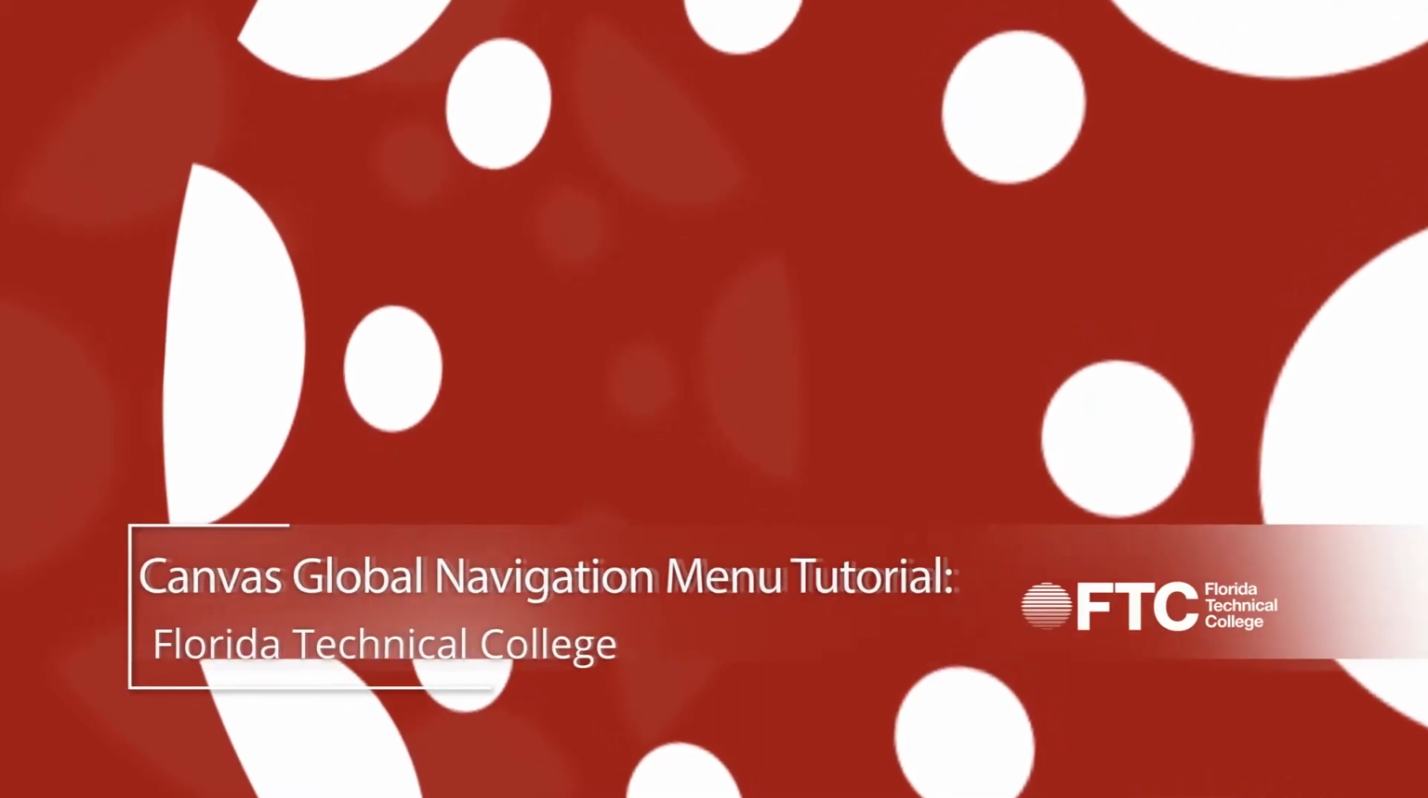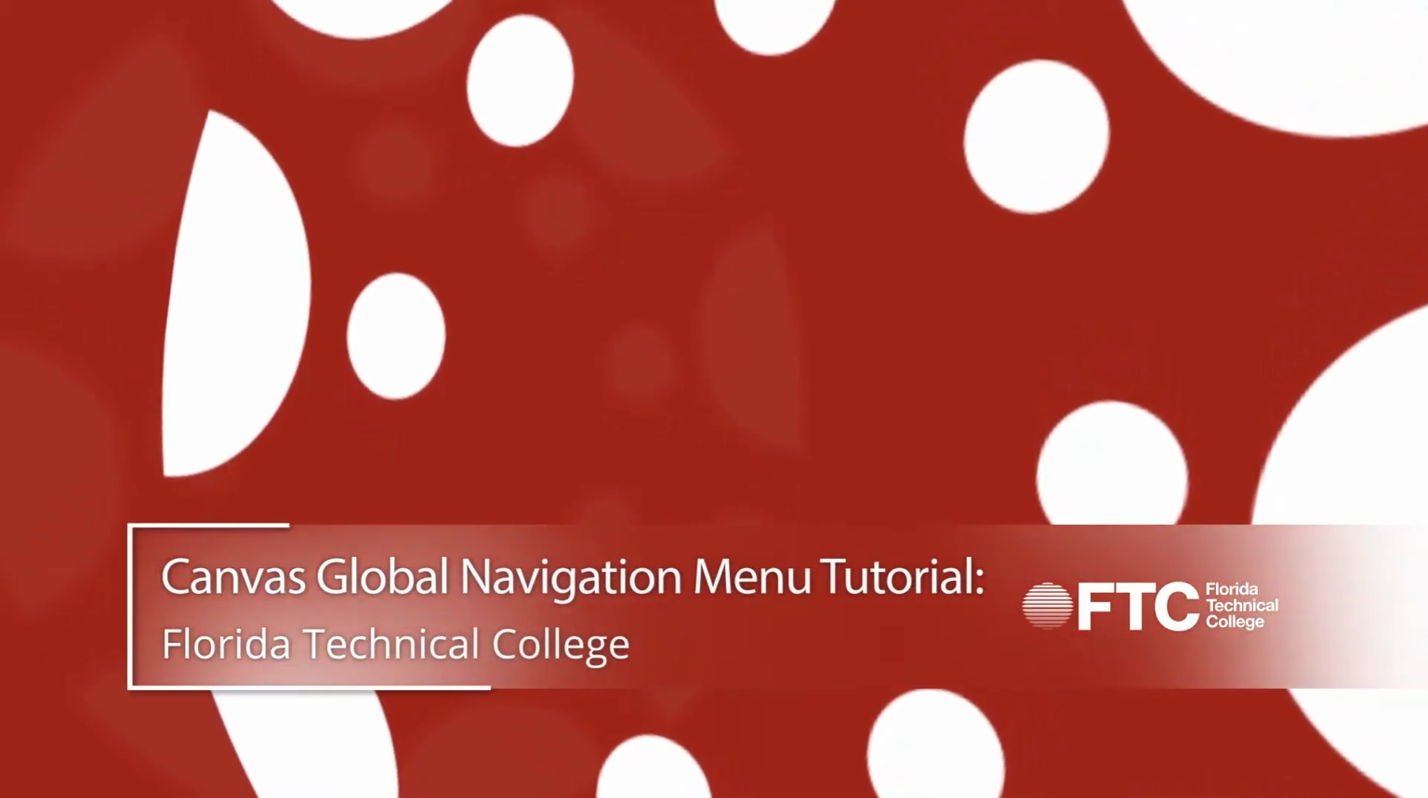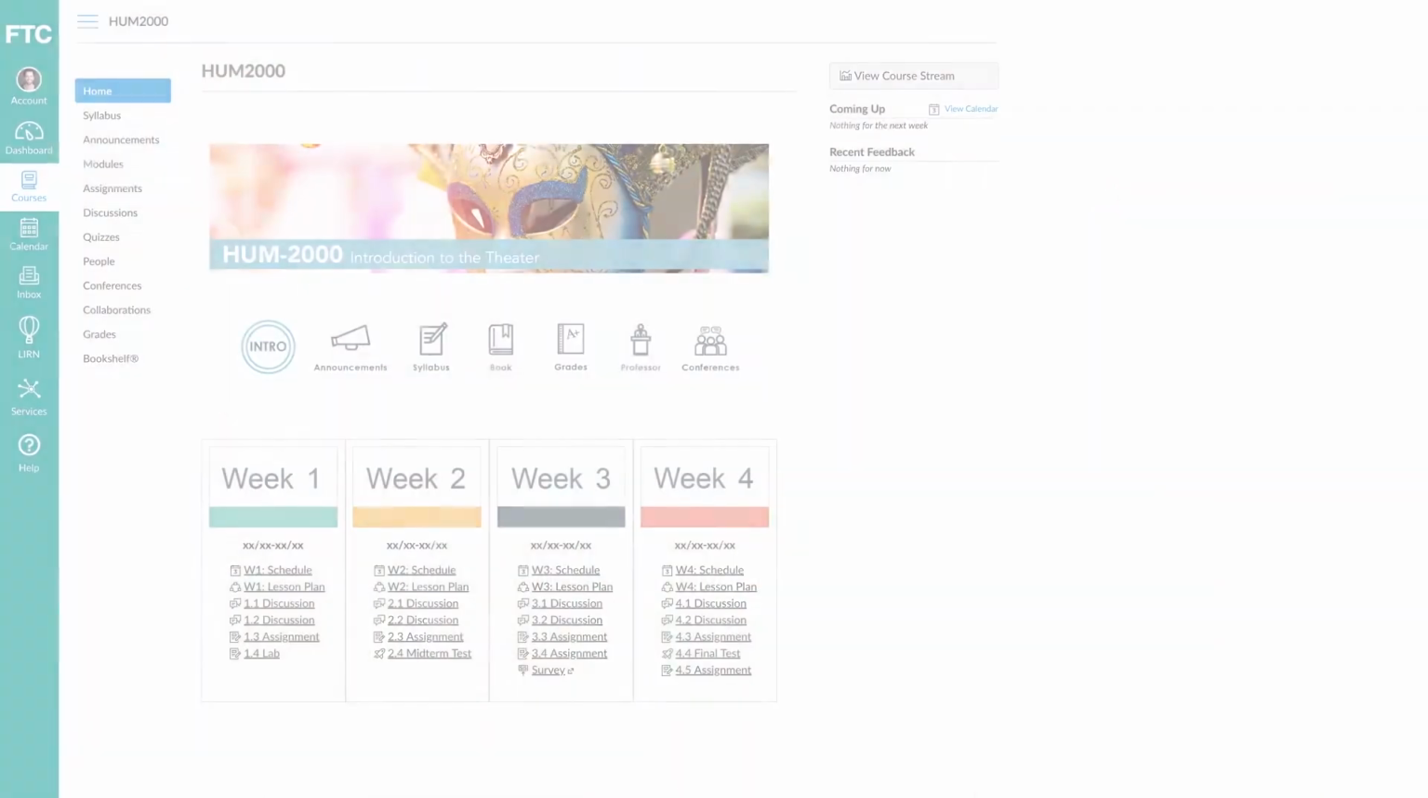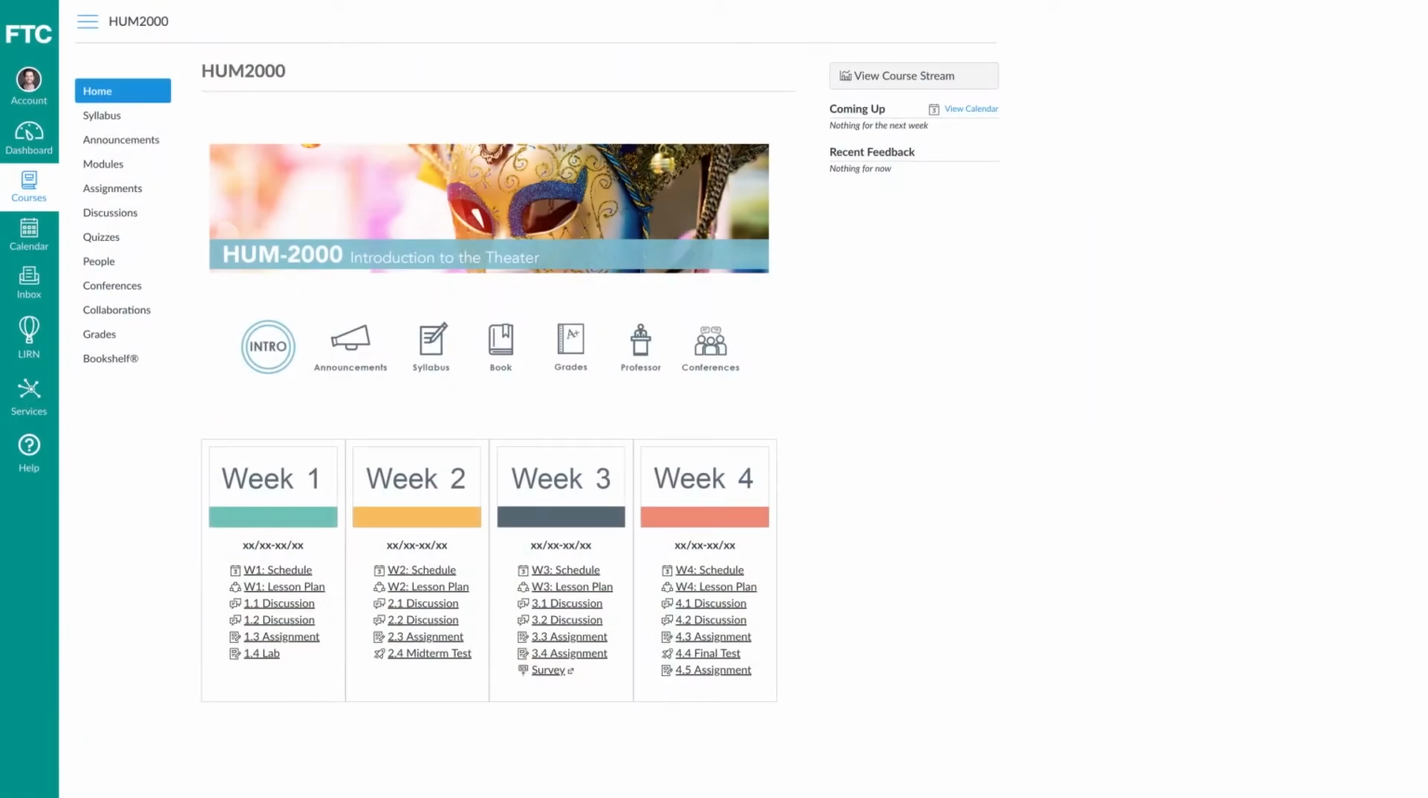Canvas Global Navigation Menu Tutorial. Once you access your course, the navigation menu for Canvas will be on the left side of your screen. This menu allows you to configure your account and access your courses, calendar, and library.